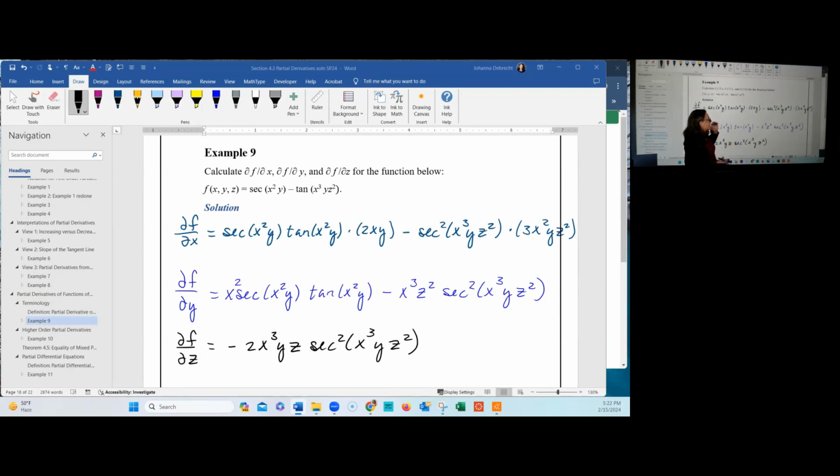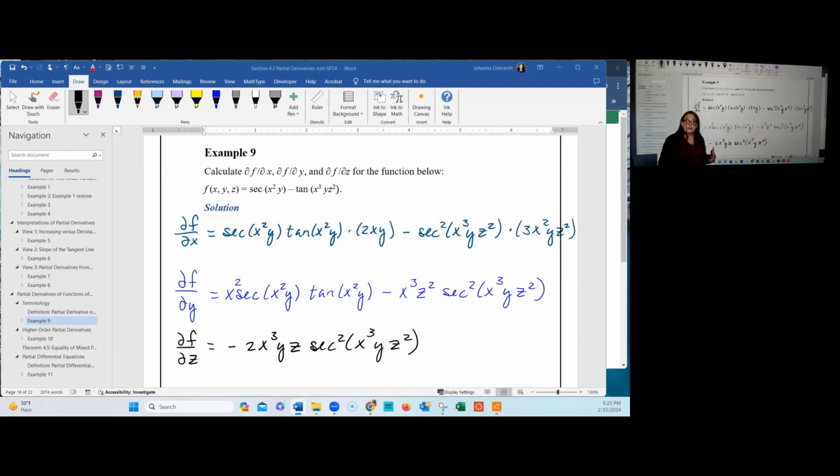So let's compare our answers. For the partial of this function of 3 variables with respect to x, we get 2xy times secant of x squared y times tangent of x squared y. The derivative of secant is secant tangent, minus secant squared of x cubed yz squared, all multiplied by 3x squared yz squared. And I was kind of lazy and didn't put those at the front like I should have.